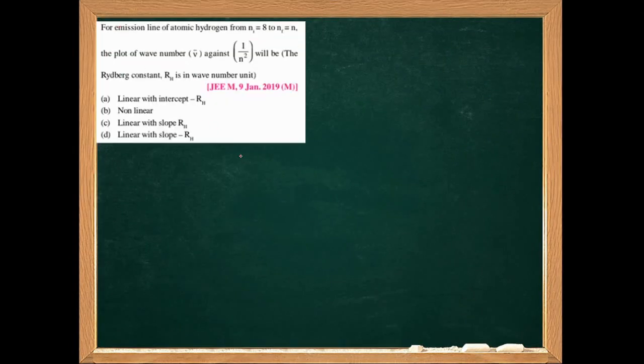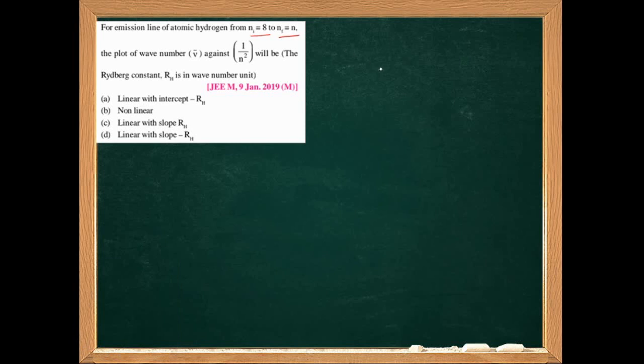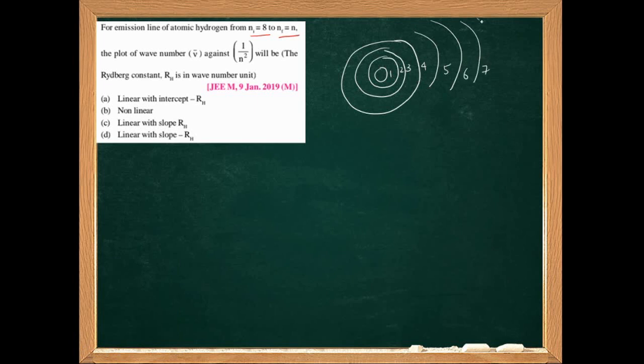Next. Now for the emission line of hydrogen atom from Ni is equal to 8 to Nf is equal to N. So from the 8th level, it is going to some level N, which is not mentioned. These are the different levels: 1, 2, 3, 4, likewise 5, 6, 7, and 8. So Ni is equal to 8. The electron is present here, and it is going to some value N, which is not mentioned. The plot of wavelength versus 1 upon N square will be.